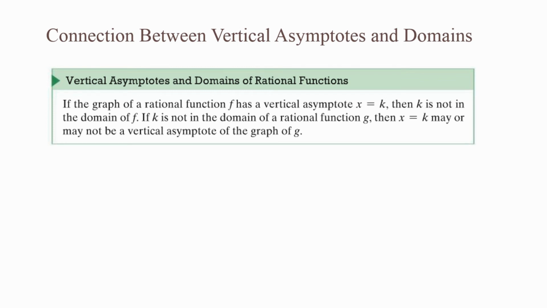Connection between vertical asymptotes and domains. Vertical asymptotes and domains of rational functions. If the graph of a rational function f has a vertical asymptote k, then k is not in the domain of f. If k is not in the domain of a rational function g, then x equals k may or may not be a vertical asymptote of the graph of g.